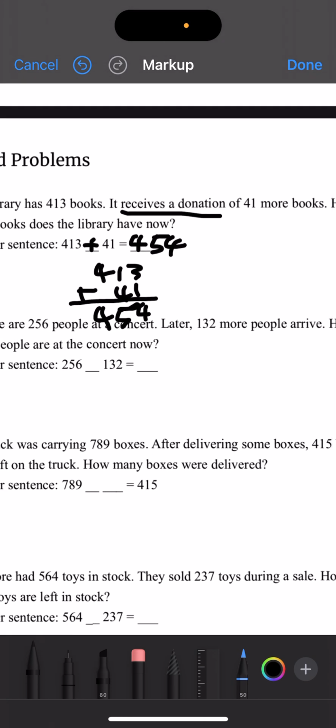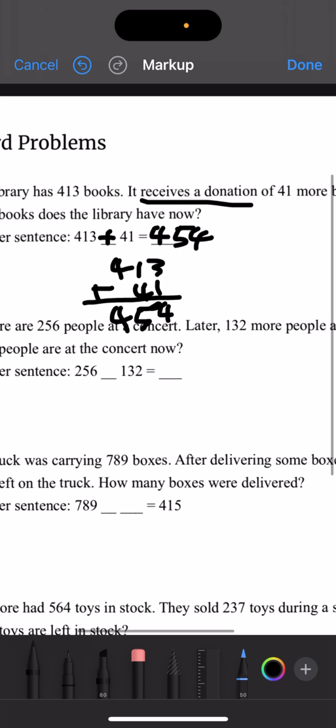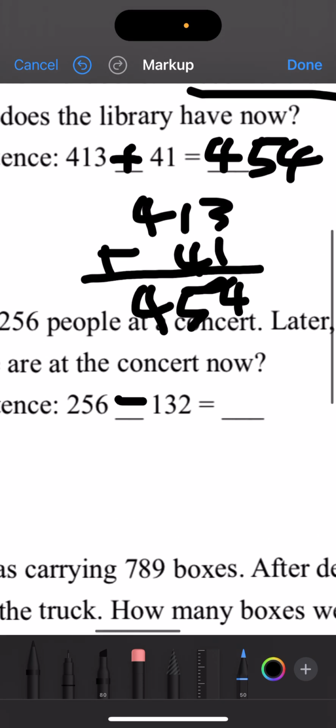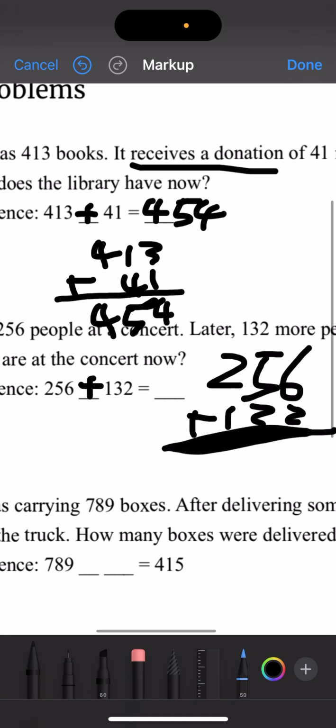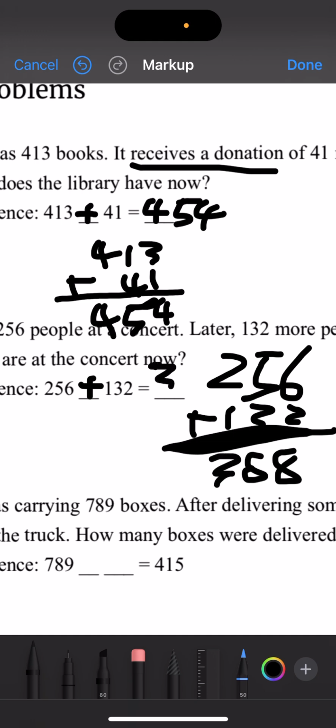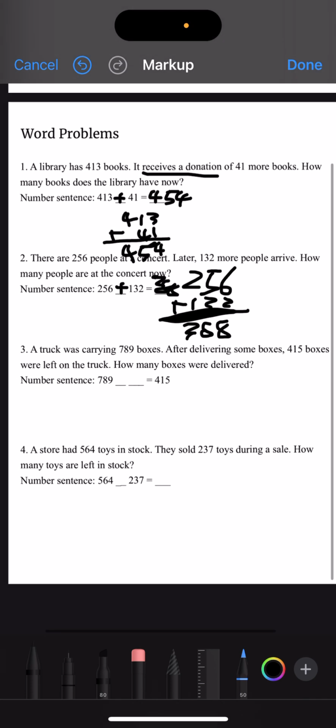There are 256 people at a concert. Later, 132 more people arrive. How many people are at the concert now? Okay, so from the start, there are 256 and 132 more people come. So it'd be addition, 6 plus 132, 8, 8, and 3. 388.